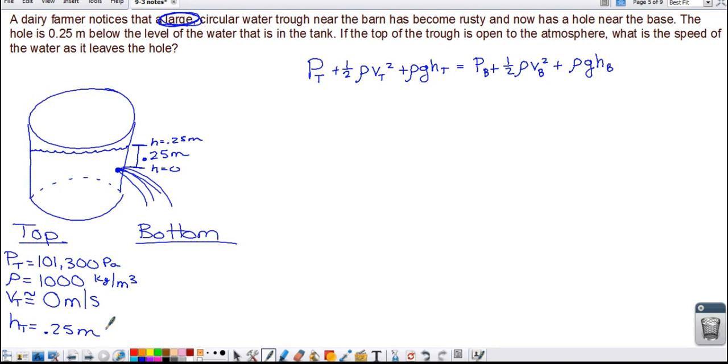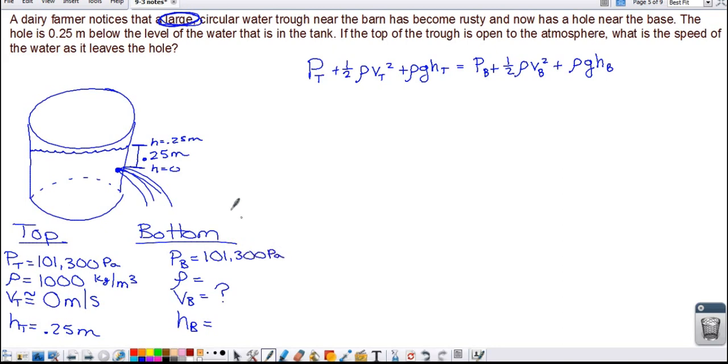Now let's get the bottom information. Well, what are we going to need? We need to know the pressure at the bottom, the density, the velocity at the bottom, and that's actually what we're trying to find. So that's our find. And we need to know the height at the bottom. Well, the pressure at the bottom, the pressure right here, this is open to the atmosphere. So again, it is going to be the atmospheric pressure.